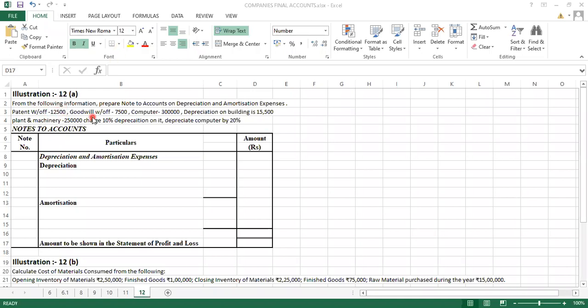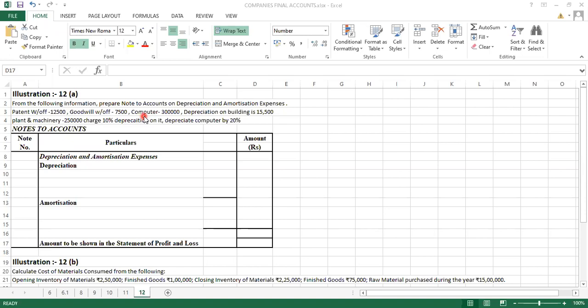Same way, goodwill written off, again an intangible asset. An intangible asset is getting written off, so where will it be recorded? Under the head amortization. Computer is of a value of 3 lakh. Depreciation on building is 15,500. So they have directly given us the depreciation value. Plant and machinery is of 2,50,000 and charge 10% of depreciation on it. So depreciation on building will be written under the head depreciation.